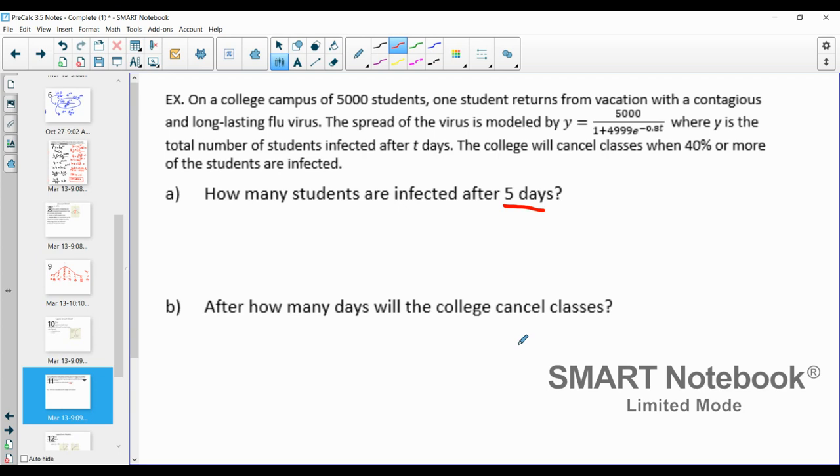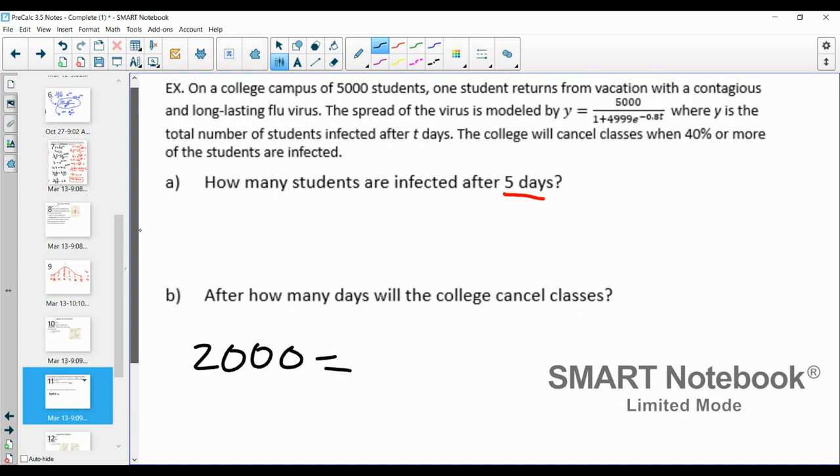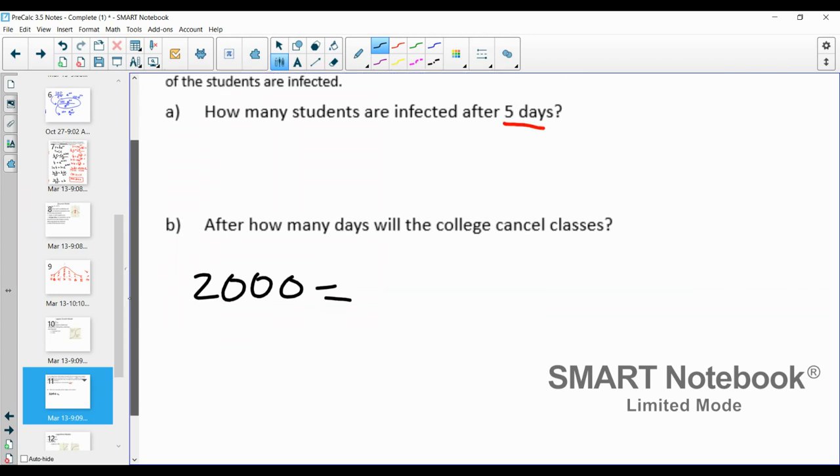I know that when 40% of the student population is infected, they're going to cancel college classes. So I need 40% of 5,000. That's going to be my Y value. On my calculator, 40% is 2/5, so 2 divided by 5 times 5,000 gives me 2,000 kids. So we can set up the equation as such. 2,000 is going to be my Y. That's the number I want to reach.